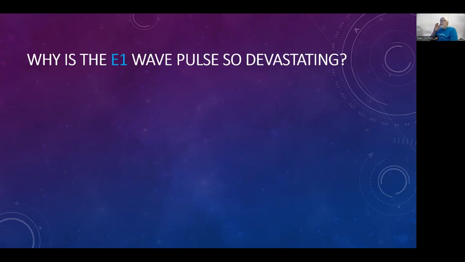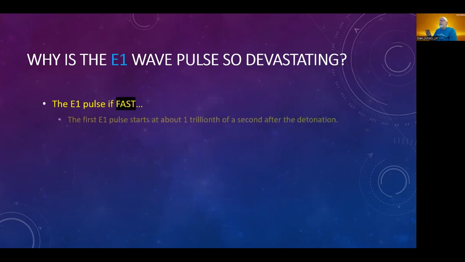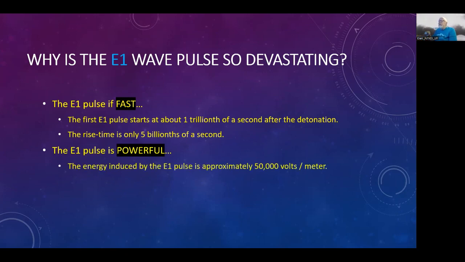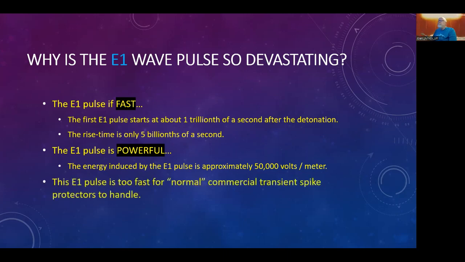So why is the E1 pulse so devastating? Well, it is fast, extremely fast. The E1 pulse starts at about 1/1,000,000th of a second after detonation. The rise time is only 5/billionths of a second. The E1 pulse is also powerful. The energy induced by the E1 pulse is, again, approximately 50,000 volts per meter, but that is old news. It could be 200,000 volts per meter.